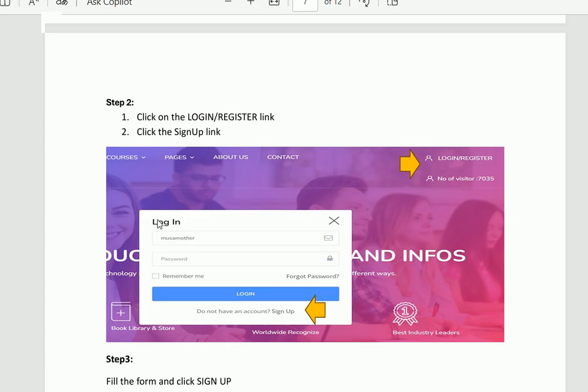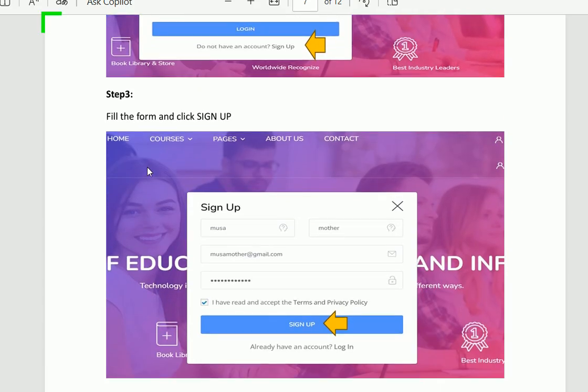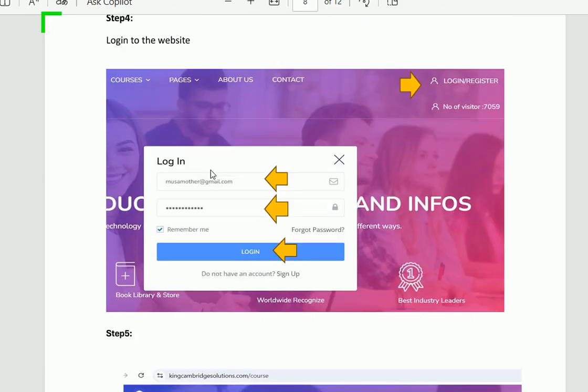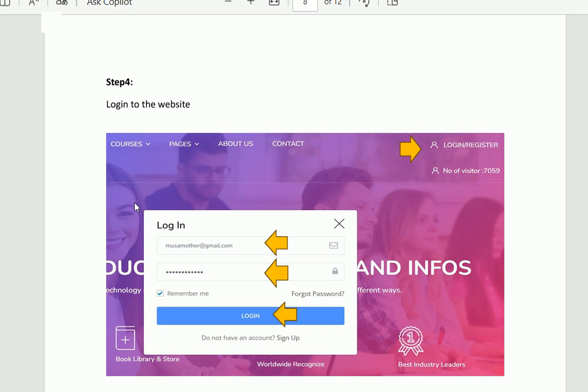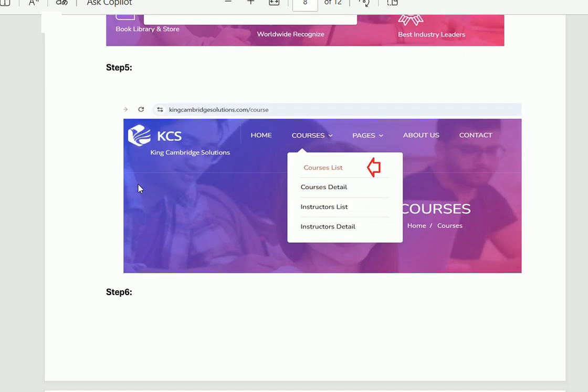Click on the sign up button. After clicking on the sign up button, you will get this interface. Provide the username, email address and password, and click on sign up. You will be automatically logged into the website, or you can log in manually by providing the email address and password. After that, in step 5, go to the course section.